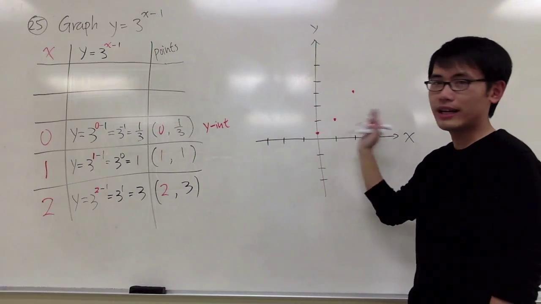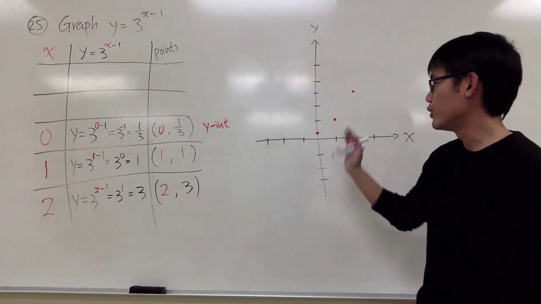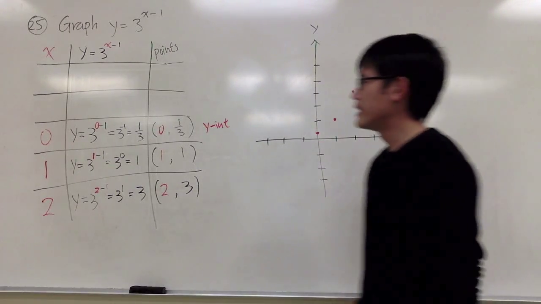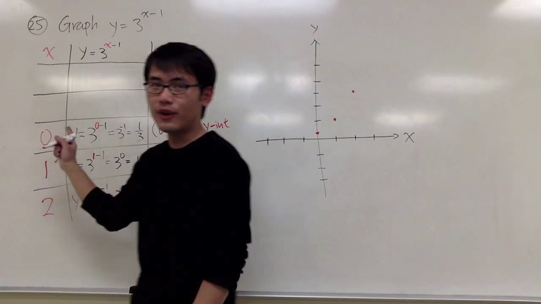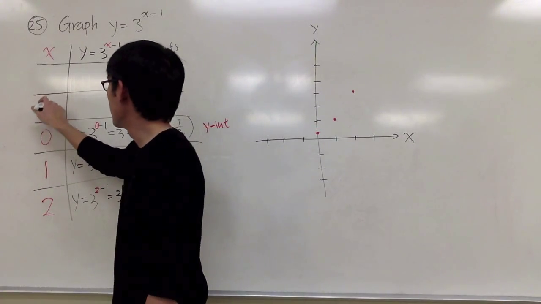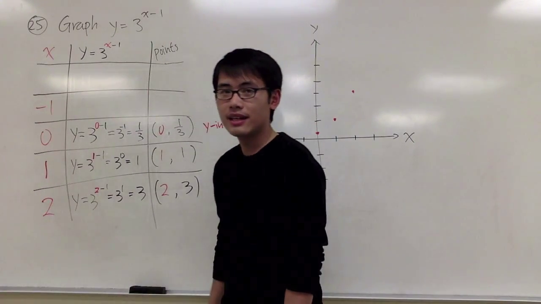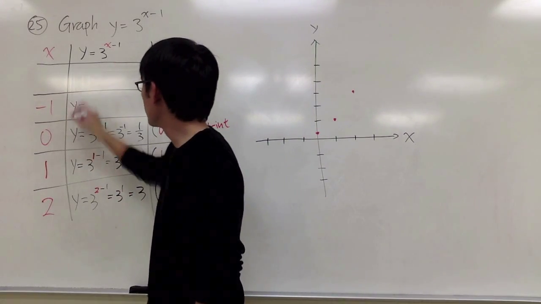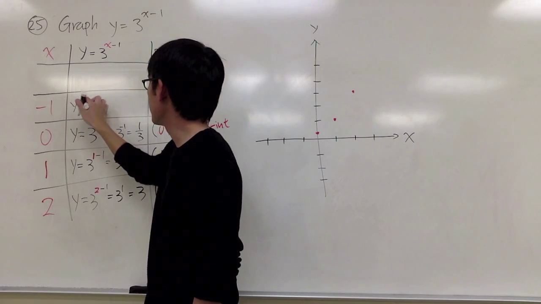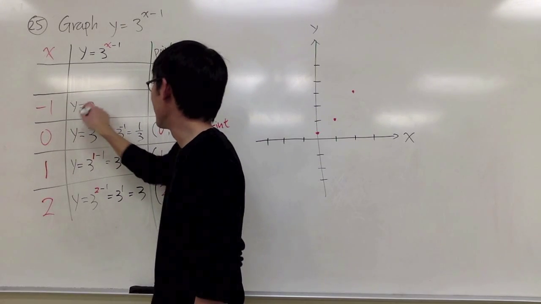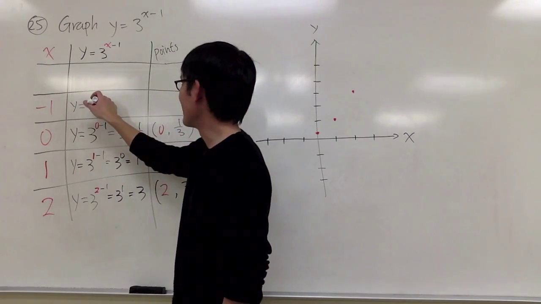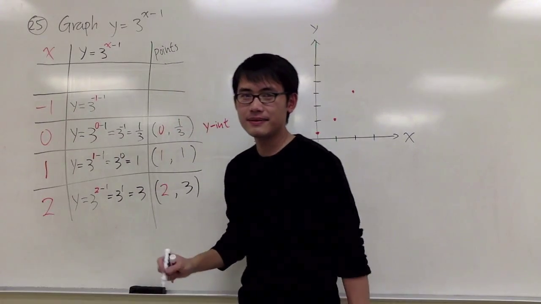And as you can see, we only have the right-hand side of the graph. So we should also go to the negative part of this graph. That means we are going to choose negative numbers for x. Let's use -1 for x. If x is equal to -1, we get y equals 3 to the -1 in red, -1 in black, like that.